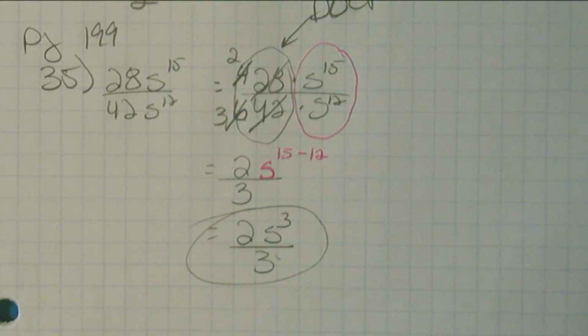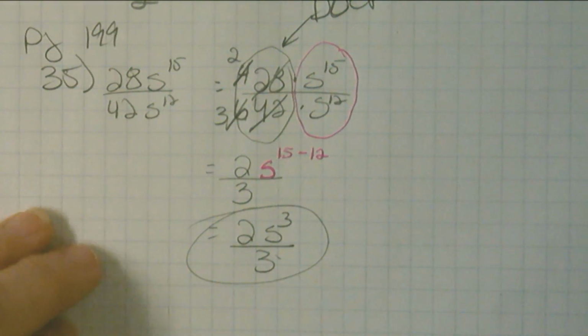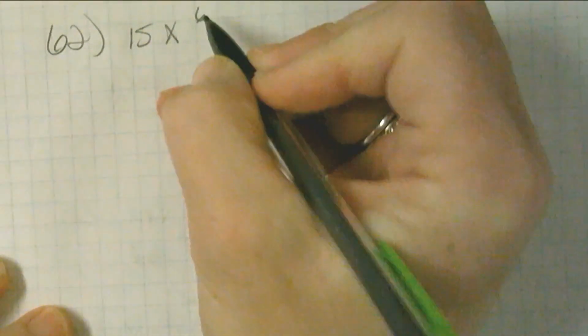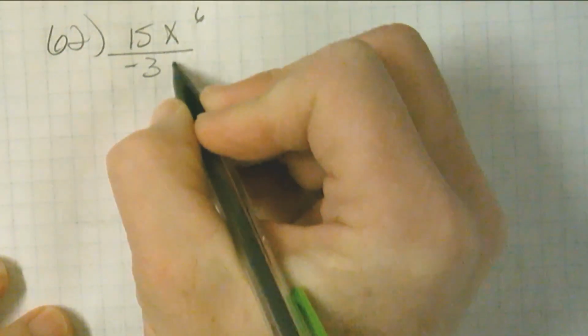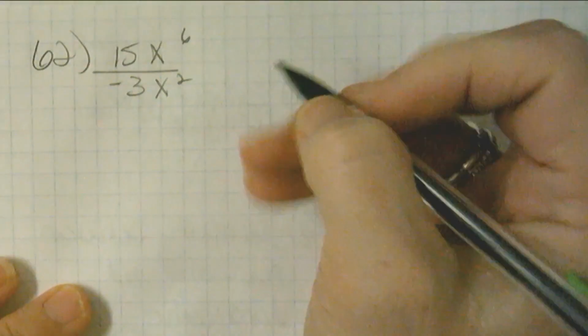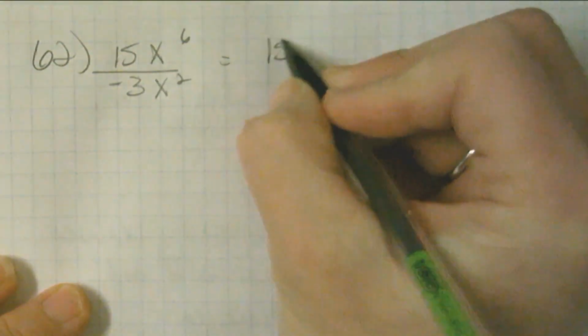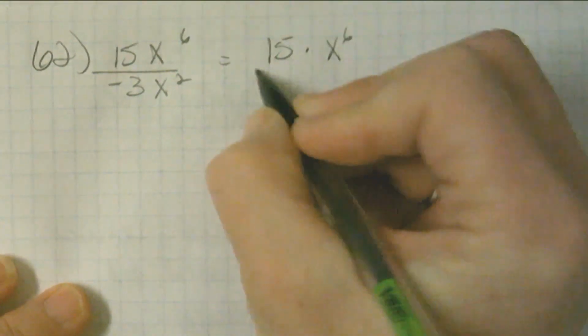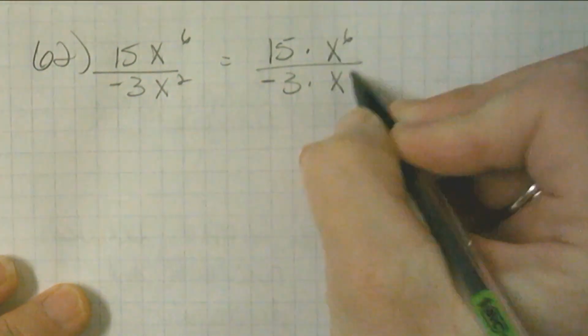What else can I do for you guys? Molly? 62. Let's take a look at 62. So 62 said I have 15x to the 6th divided by negative 3x squared. Is this the one you're talking about? Okay. So I'm just going to rewrite this, spreading it out. So I have 15 times x to the 6th over negative 3 times x squared.